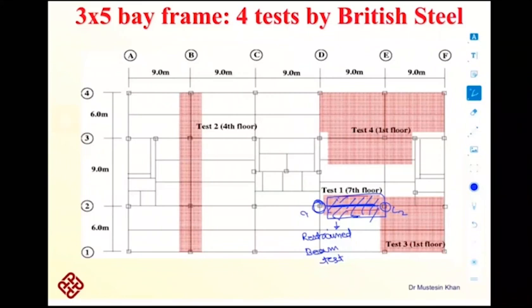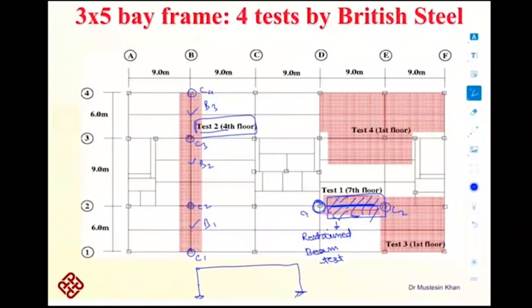And the other test which they conducted was on a plane frame. It was test 2. This was conducted on the 4th floor. All of the tests were conducted on different floors of that facility. In the plane frame, they applied fire to all these beams, as you can see here, B1, B2, B3. Simultaneously, all the beams were exposed to fire, and all these columns, C1, C2, C3, C4, were also exposed to fire.